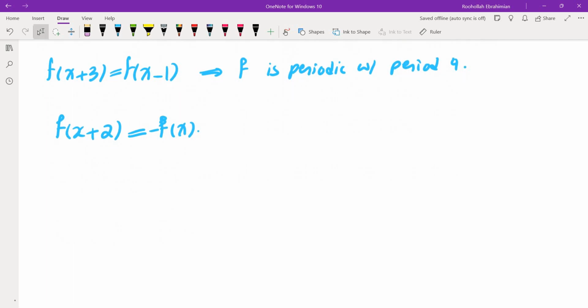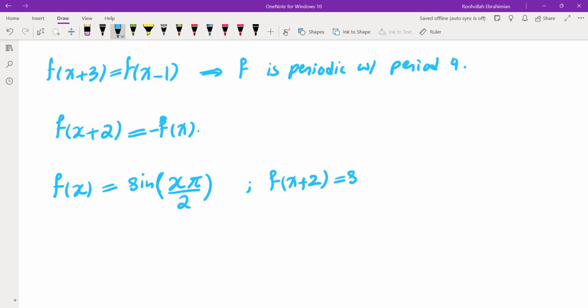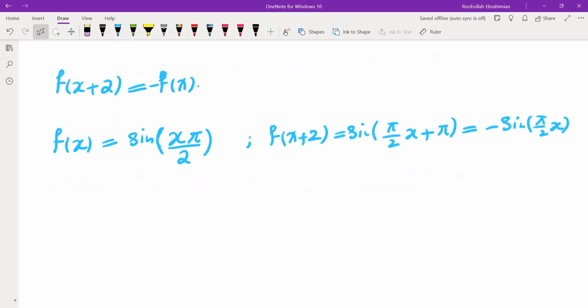Not very difficult to come up with an example of such a function. If you look at sine of x, that's such a function. However, we need to make sure that the period is 4, not 2 pi. So I'll multiply that by pi divided by 2. If you add 2 to x, you would get sine of pi over 2 x plus pi, which is negative sine of pi over 2 x. So this is a good example. This is an example in the 1-dimensional case.